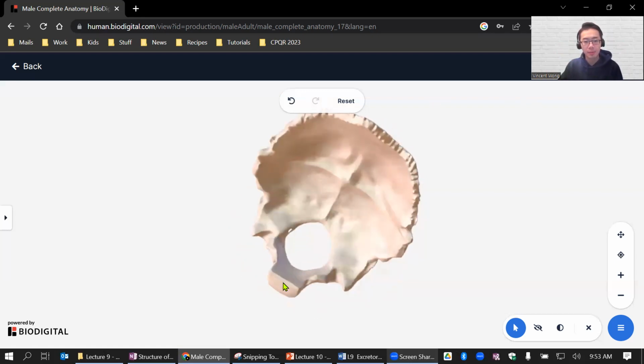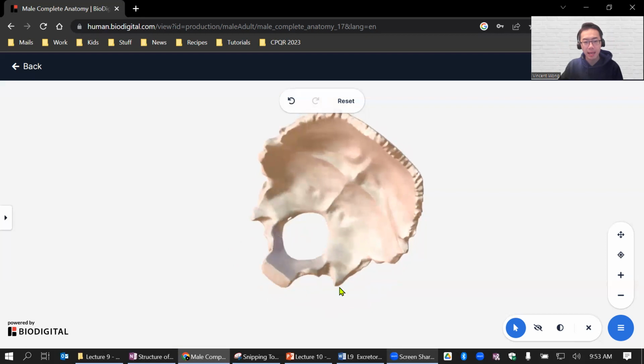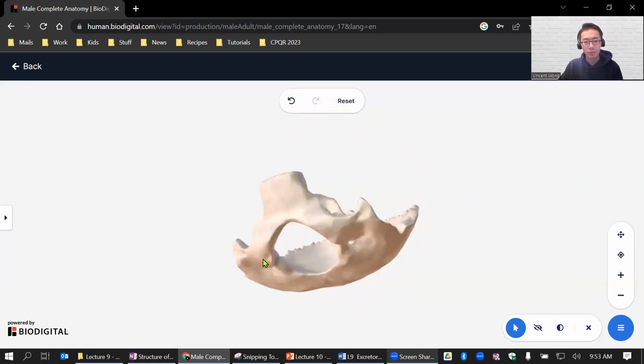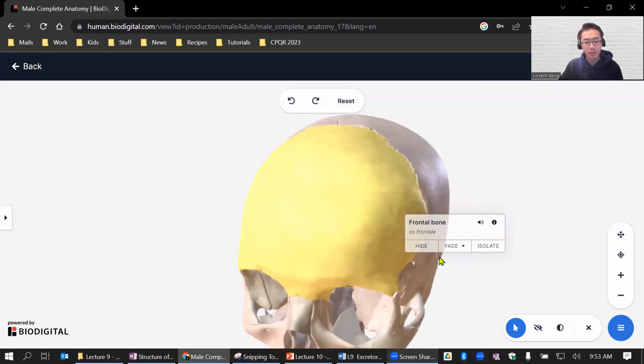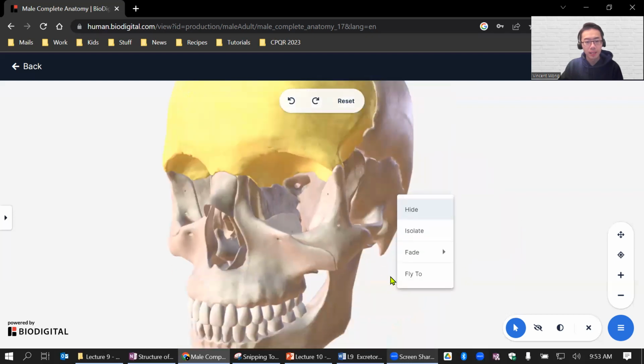Okay, but there is your occipital bone. There is the foramen magnum, and then we have the two occipital condyles.